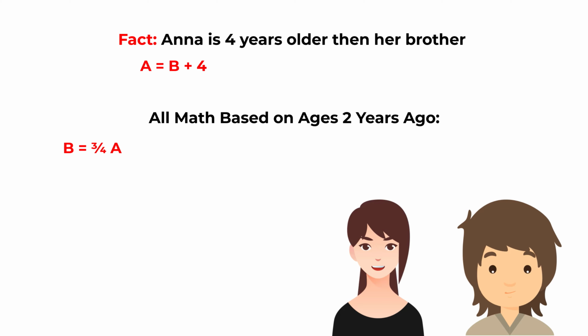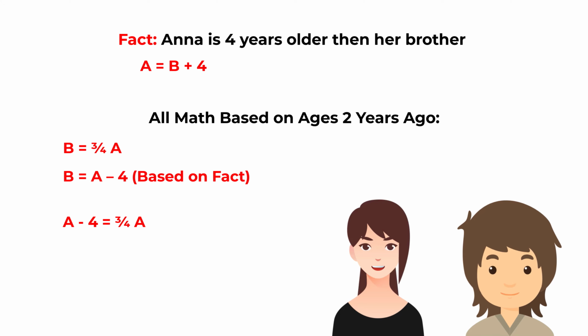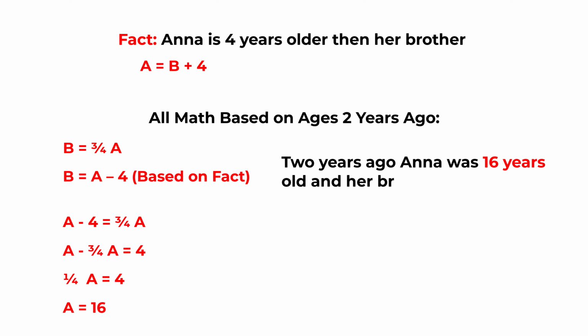Now let's use factual information about the brother's age. Brother's age equals Anna's age minus 4. And now we can create an equation based on Anna's age 2 years ago. Anna's age minus 4, based on the fact, equals 3/4 of Anna's age, which means that Anna's age minus 3/4 of Anna's age equals 4, 1/4 of Anna's age equals 4, and Anna's age equals 16. So 2 years ago, Anna was 16 years old, and her brother was 3/4 of 16, 12 years old.